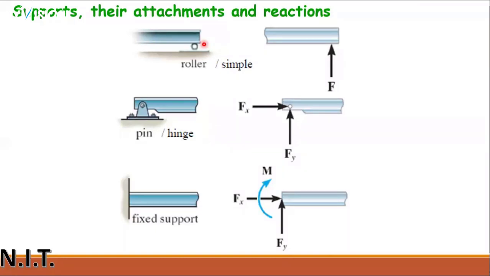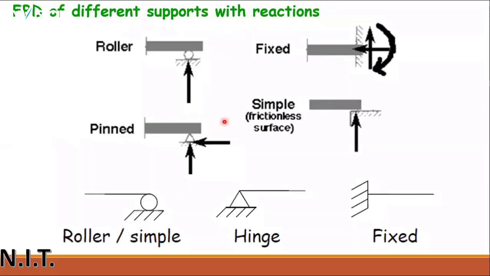Support attachments and reactions. So roller support can only resist a vertical force. Pin or hinge support can resist 2 forces, one horizontal, one vertical. Fixed support can resist 3 forces: one horizontal, one vertical and one moment. This is the free body diagram of the same forces.